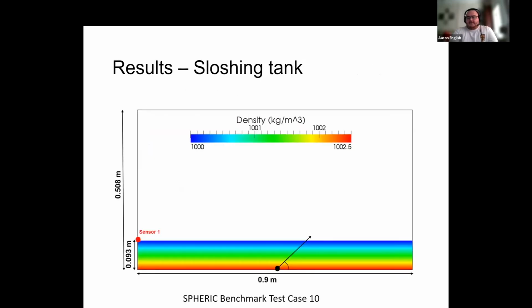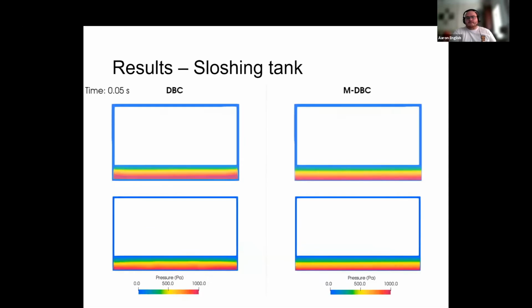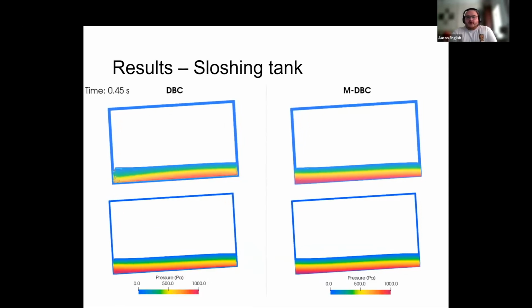So our next example is a sloshing tank. Here we have a sensor on the left, sensor 1, where we'll be measuring pressure later on, and the tank sloshes back and forward around the central point, which is a black dot in the middle. So here's a quick video.